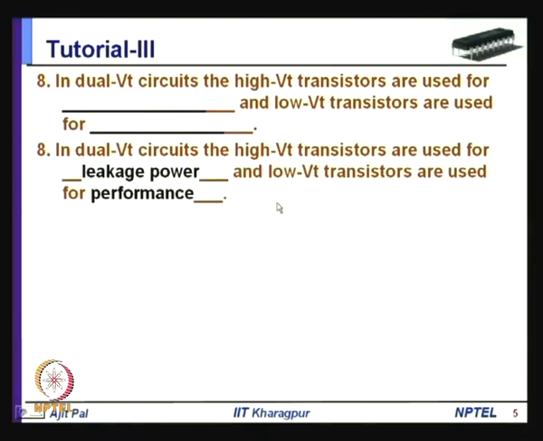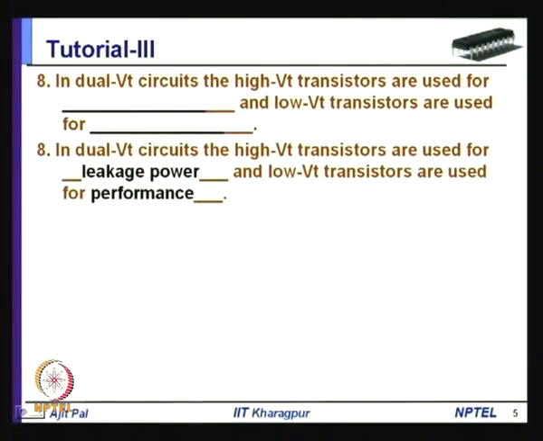On the other hand, the gates on the critical path are to be realized by using low FET transistors, so that performance is maintained. So, you can say high FET transistors are used to reduce leakage power, and low FET transistors are used for higher performance. So, lower leakage power and higher performance, you can see.